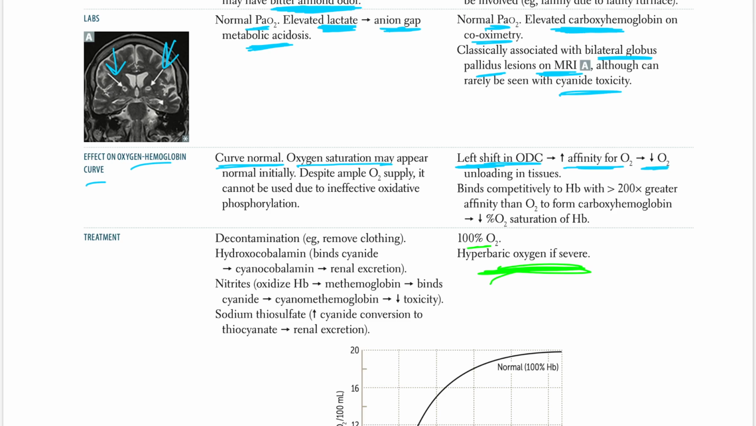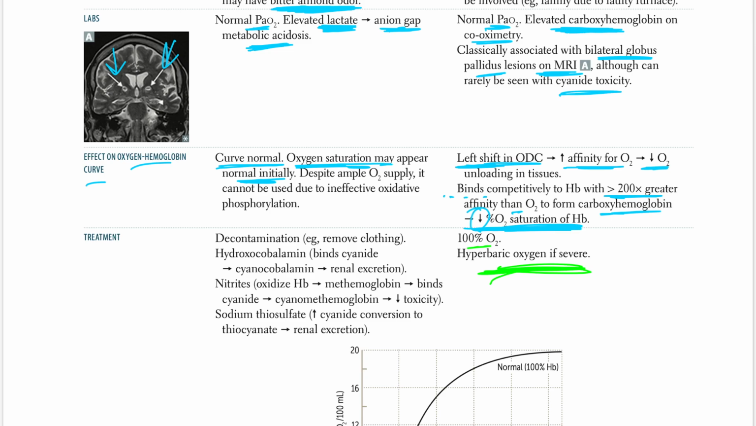So oxygen saturations may appear normal initially despite ample O2 supply. It cannot be used due to ineffective oxidative phosphorylation. On the other hand, this one binds competitively to hemoglobin with greater than 200x greater affinity than O2 to form carboxyhemoglobin, and there's going to be a decrease in O2 saturation of hemoglobin. So they are saying oxygen saturation may appear normal initially, and over here it is just decreased all the time.